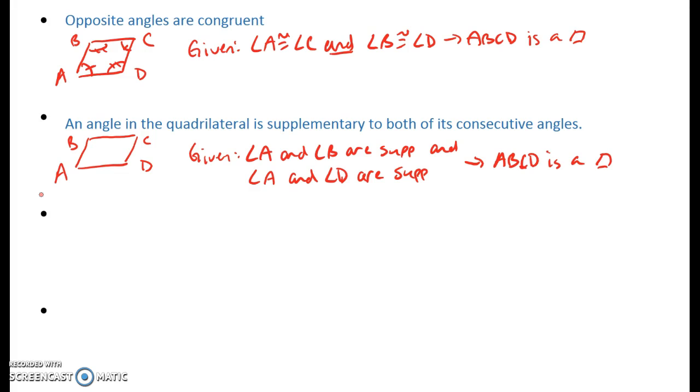Okay? So next up, remember we had that property that involved diagonals. So if we know diagonals bisect each other, then we have a parallelogram. Right? Remember, bisect means to cut in half.